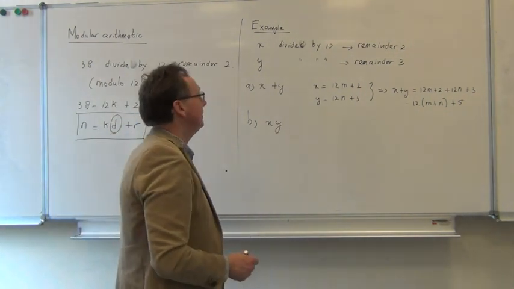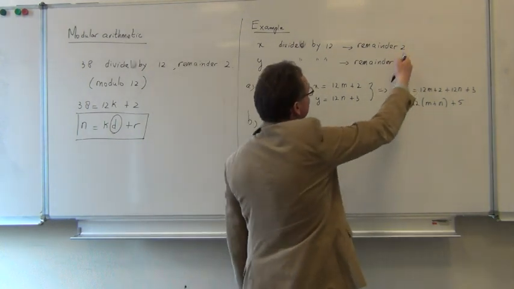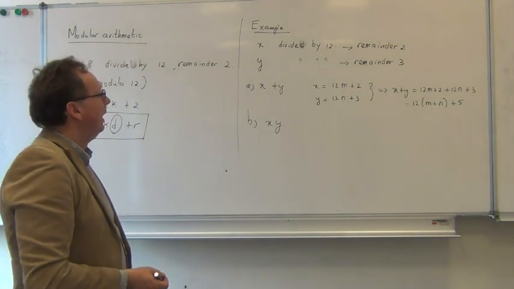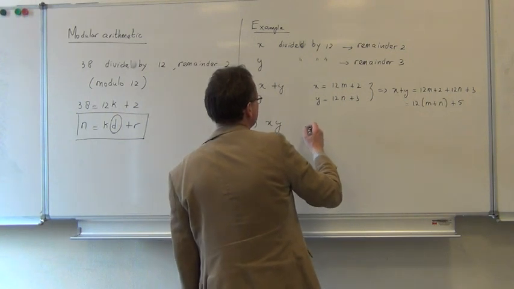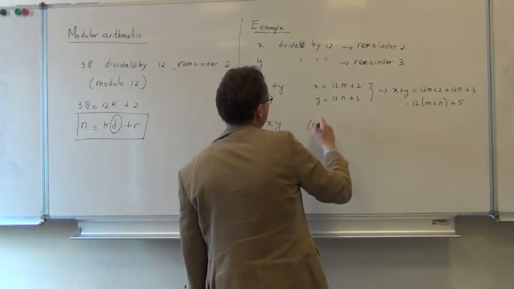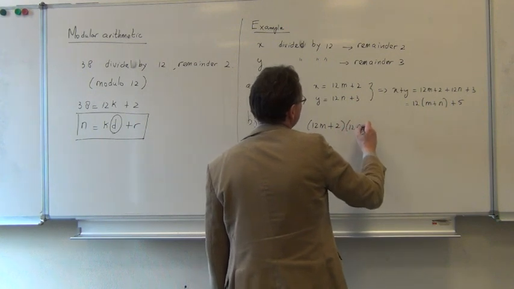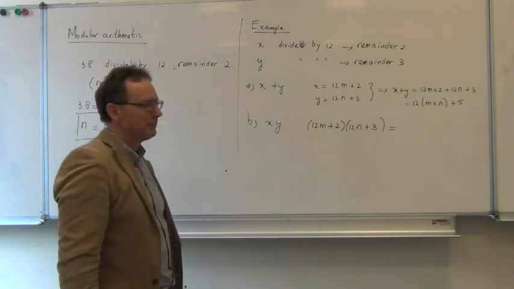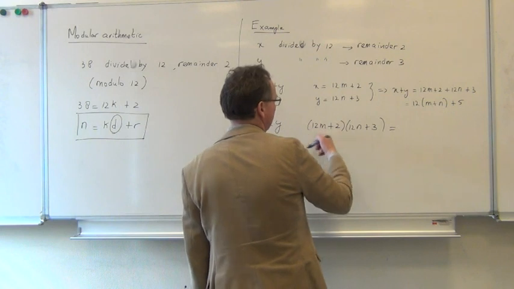If you do the multiplication, you would maybe expect the new remainder to be 2 times 3, which is 6, and that turns out to be true. Because if you start the same way and look at x times y, 12m plus 2 times 12n plus 3, it turns out to be a multiple of 12 plus 6. What happens? We can expand the brackets.